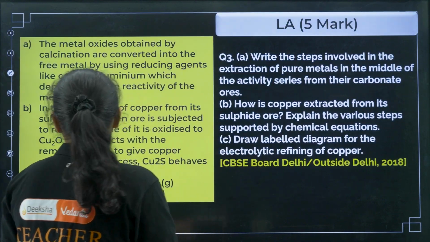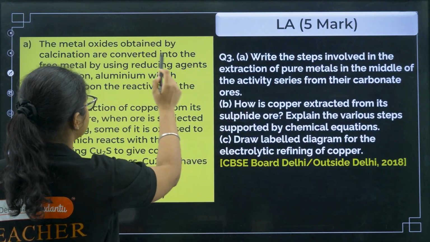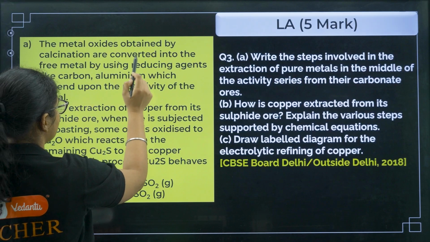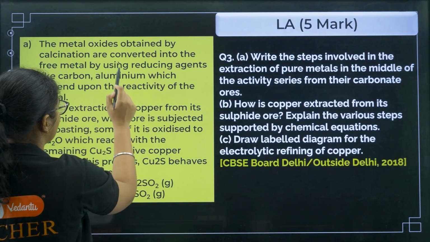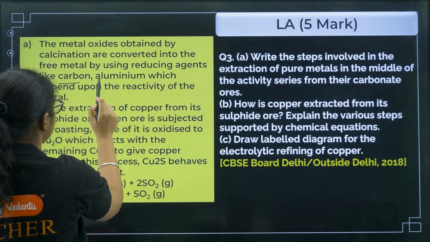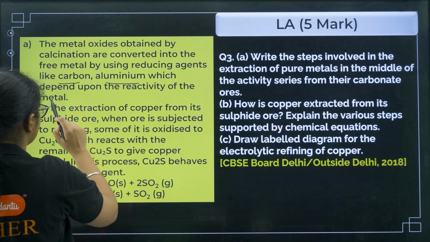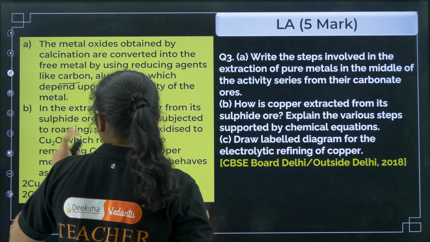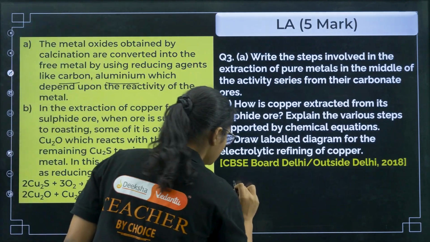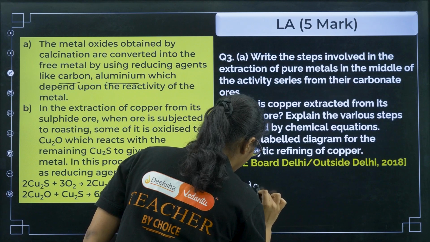Okay, so first you can see that the metal oxides are obtained by calcination and converted into the free metal by using reducing agents like carbon, aluminium, which depend on the reactivity of the metal. So here first let me explain you. You have metal carbonates.